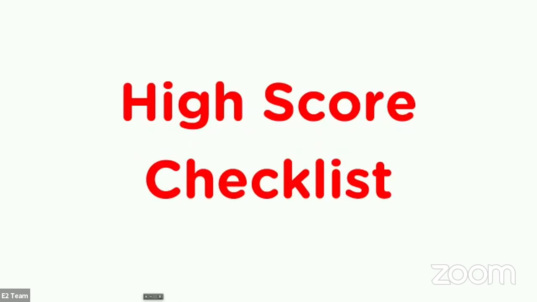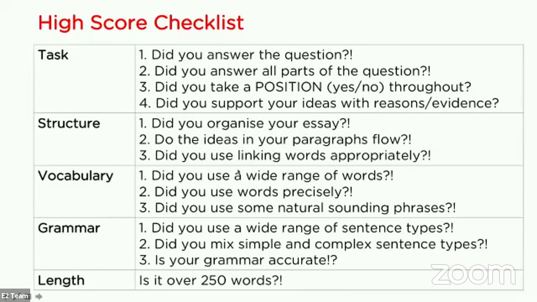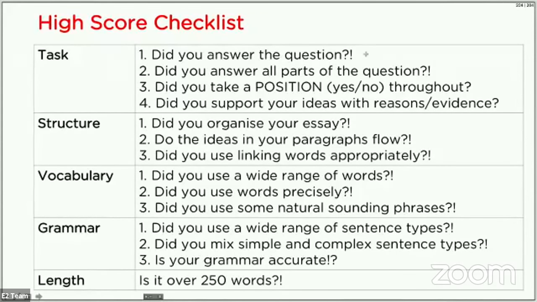Let's go through a high score checklist. I want to show you what you need to do in order to get a high score, because the examiners look at your writing for particular things. So let's go through it. This is what an examiner thinks about. Did you answer the question? If you wrote off topic, your score will go down. If you wrote on topic about exactly what the question prompt asked, your score will go up.